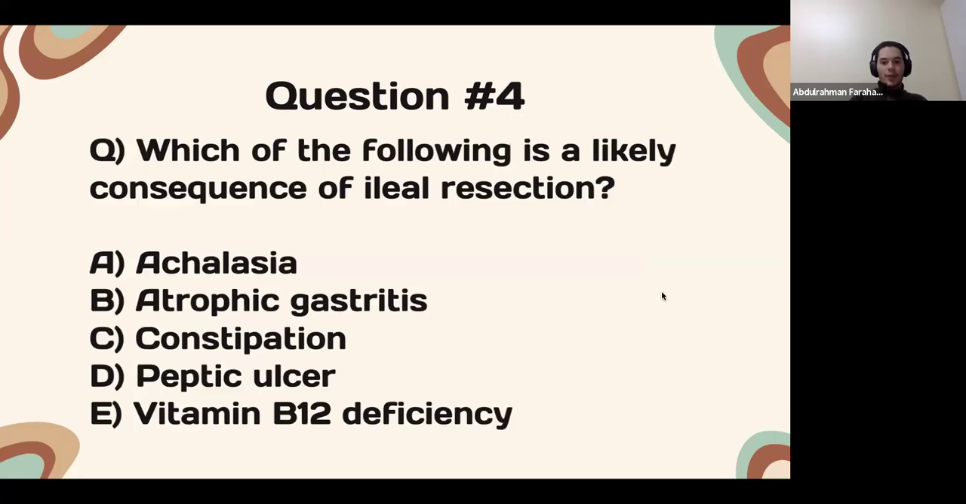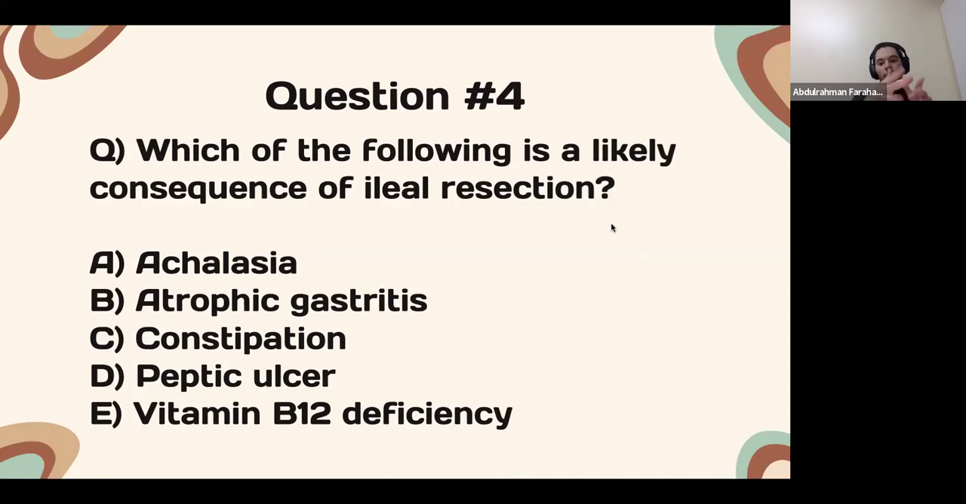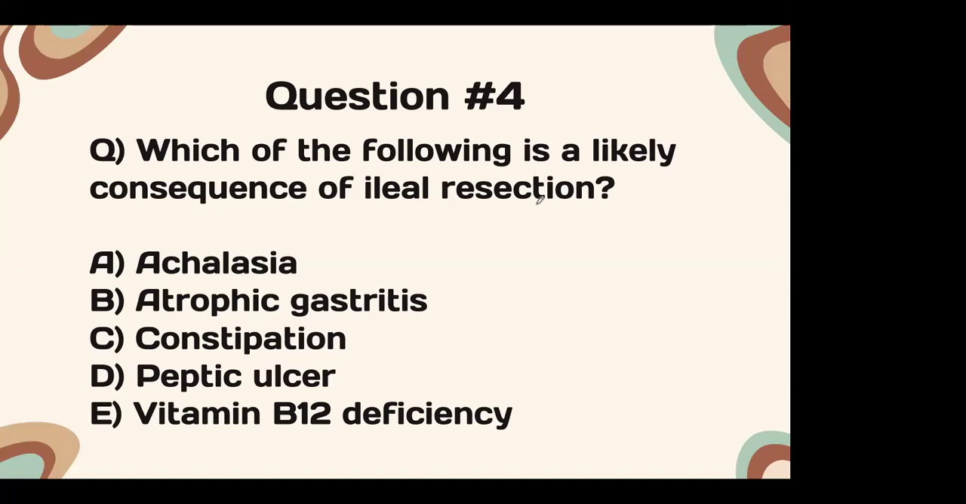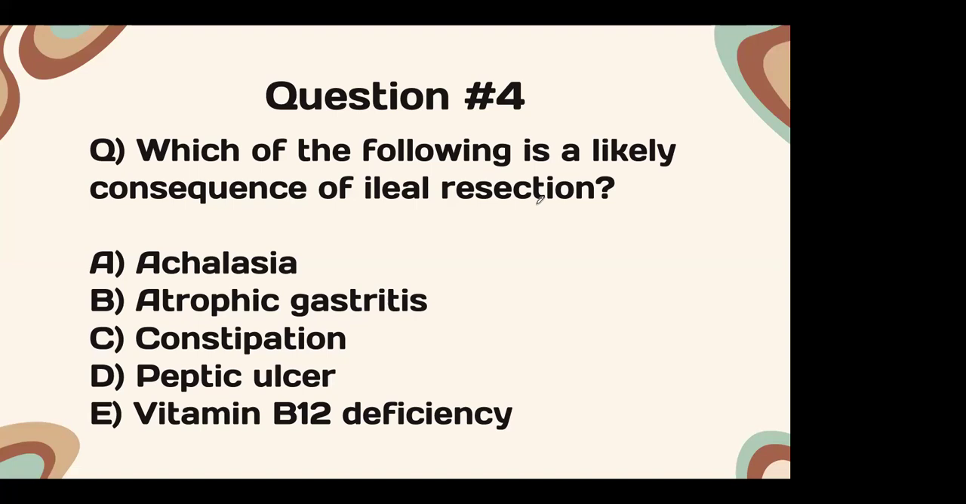Which of the following is a likely consequence of ileal resection? Then what does resection mean? Resection means you're removing that part of the ileum. So here, ileal resection, you're removing the whole ileum. The answer is vitamin B12 deficiency. Okay, good. Why? Because the ileum is the main site for vitamin B12 absorption. So without that, we would be having a deficiency in B12.